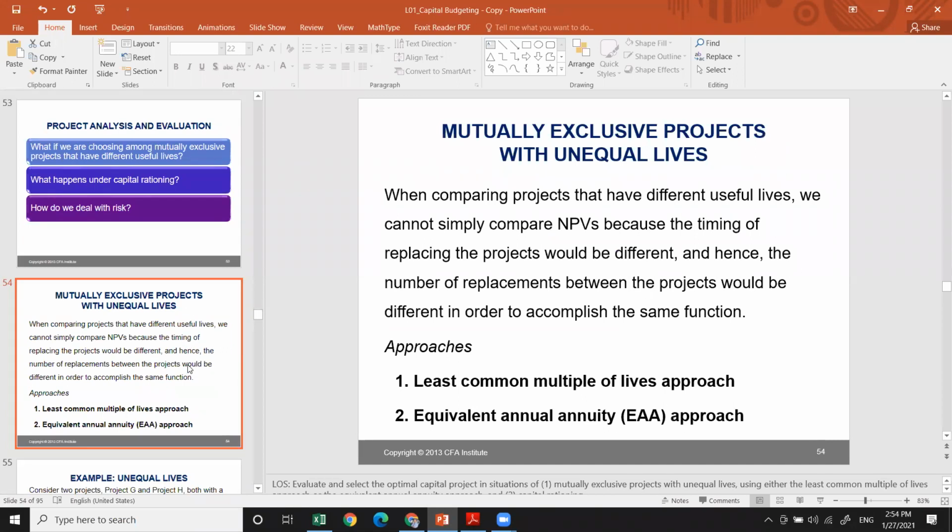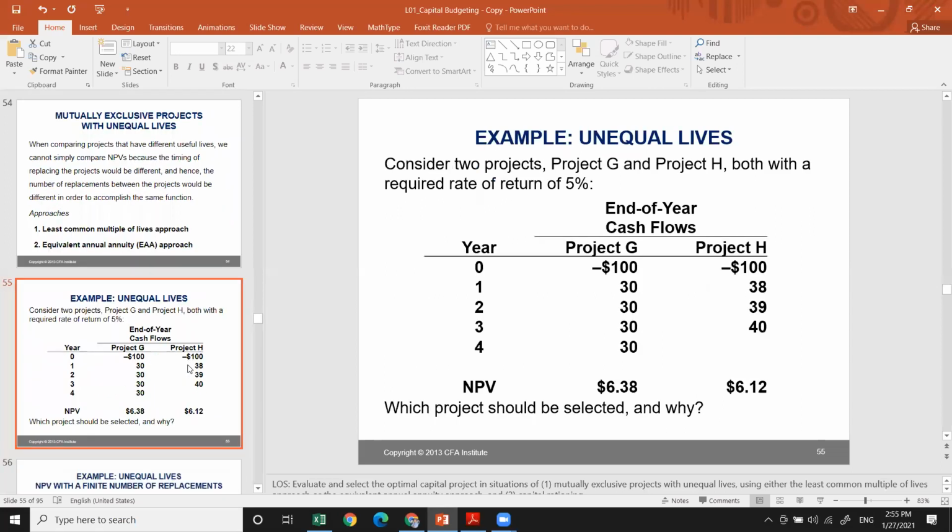So, mutually exclusive projects with unequal life. When comparing projects that have different useful lives, we cannot simply compare the NPVs because the timing of replacing the project would be totally different. Therefore, the number of replacements between the projects would be different in order to get the same function. So these are the approaches used to solve this issue when two mutually exclusive projects have different useful lives. The first one is the least common multiple of lives approach. The other one is EAA, which is the equivalent annual annuity. So I will share with you one example.